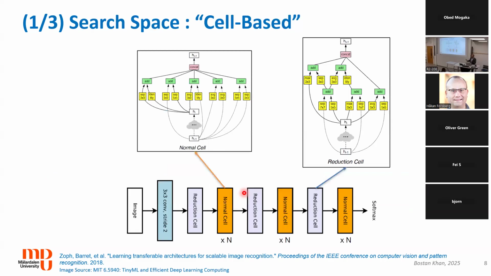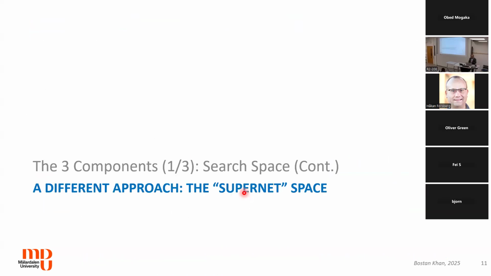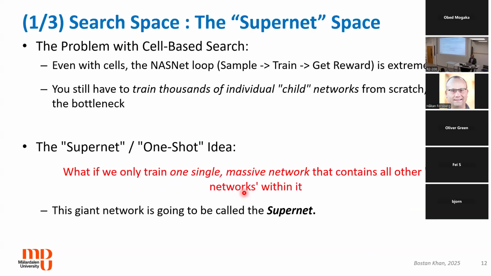So this was one example of how we can do neural architecture search. But then there is a smarter way of doing that, right? That is called the supernet approach, and we have this supernet space. Okay, so the problem with cell-based search was that, even with cells, the NASNet loop would sample a cell, make a network using that cell, get the reward, train it, and see what kind of accuracy it gets. So this is a reinforcement learning process, and it was extremely slow. You still have to train thousands of individual child networks from scratch, which was the main bottleneck.